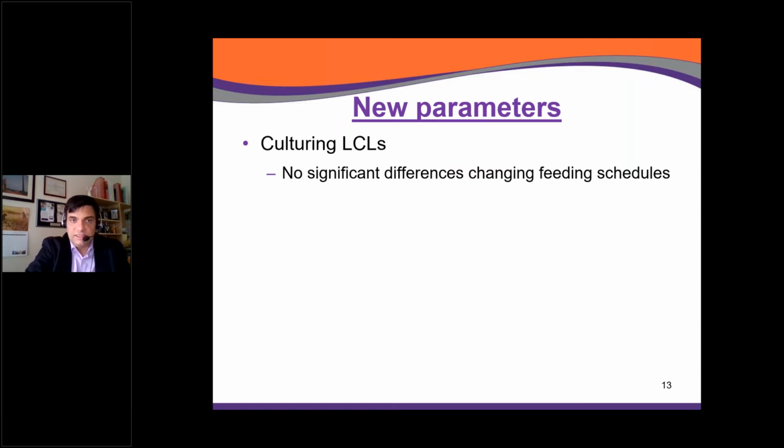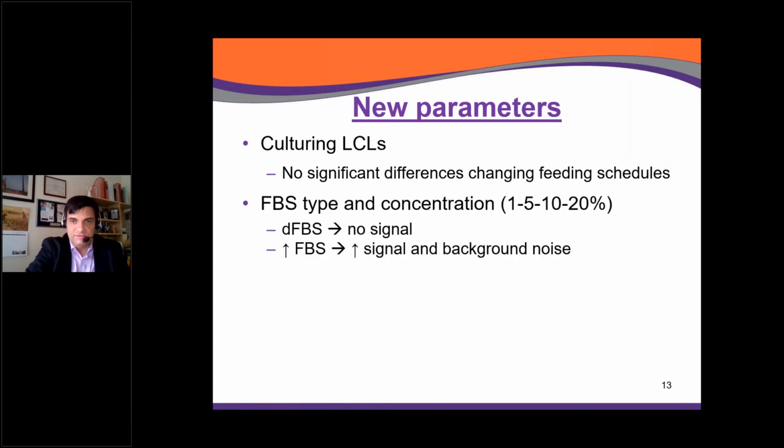First, we looked at the protocol we used to culture the lymphoblastoid cell lines, and we noticed that there were no significant differences in NADH level in the final outcome when we changed their feeding schedules. Then we looked at the FBS, so the fetal bovine serum type and concentration that we used, and we explored different concentrations, 1, 5, 10, and 20%. 5% was the original parameter in the protocol. But we also tested two types of serum, the dialyzed fetal bovine serum and the regular one. The dialyzed gave us no signal, so it was too weak for the system.